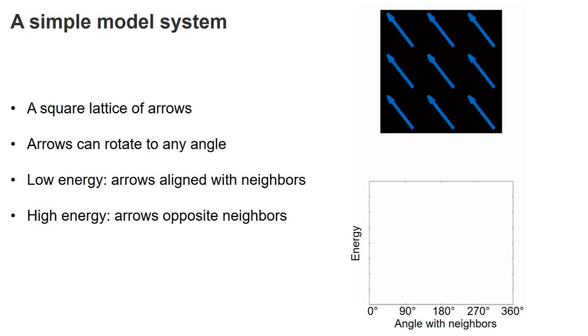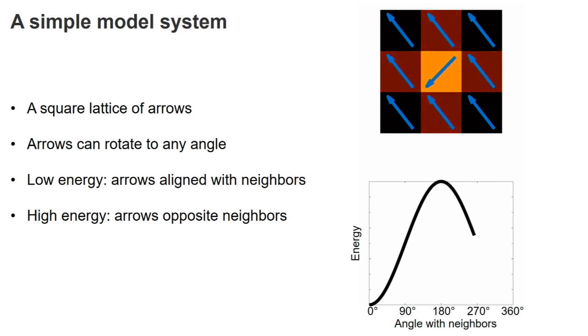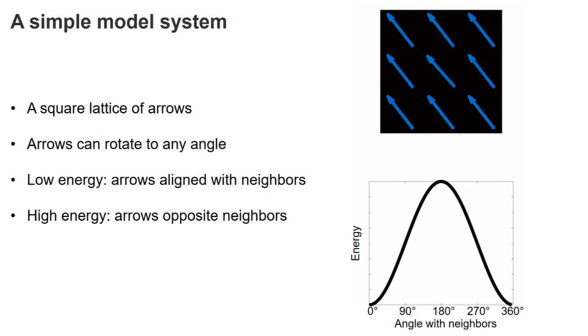So here they're shown all pointing in the same direction, and that's the lowest energy configuration. So the lowest energy is when each arrow is aligned with its neighbors. The highest energy is when they're opposite their neighbors. So if I allow the central arrow to rotate, as it becomes oppositely aligned, the energy is maximized. We got a brighter color on the plot there. And then as it comes around in a circle, it is at low energy again. So we can use this model to do computer simulations of what happens when you change the temperature.